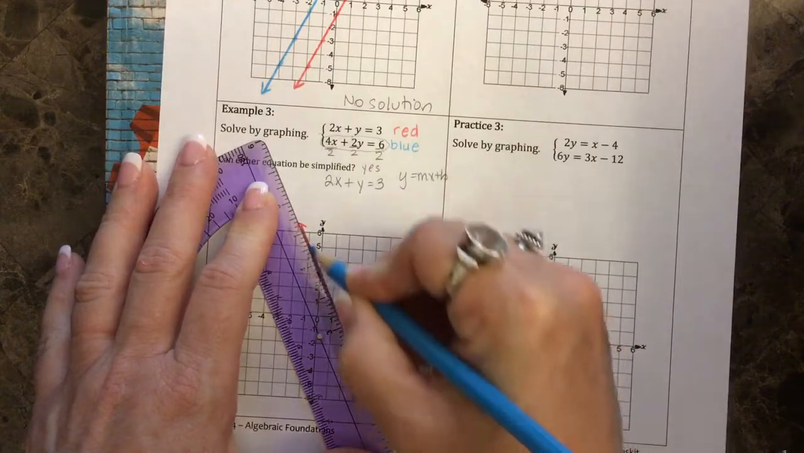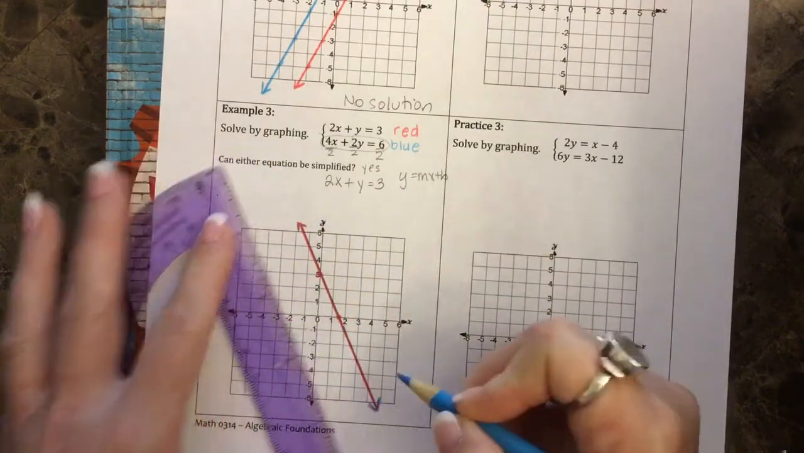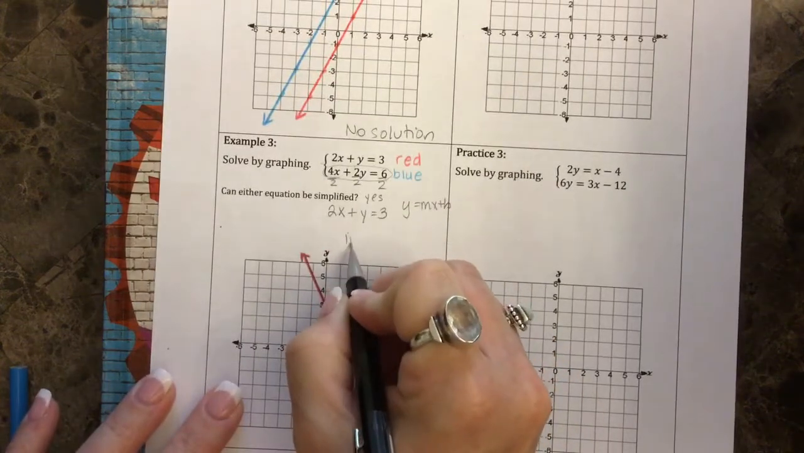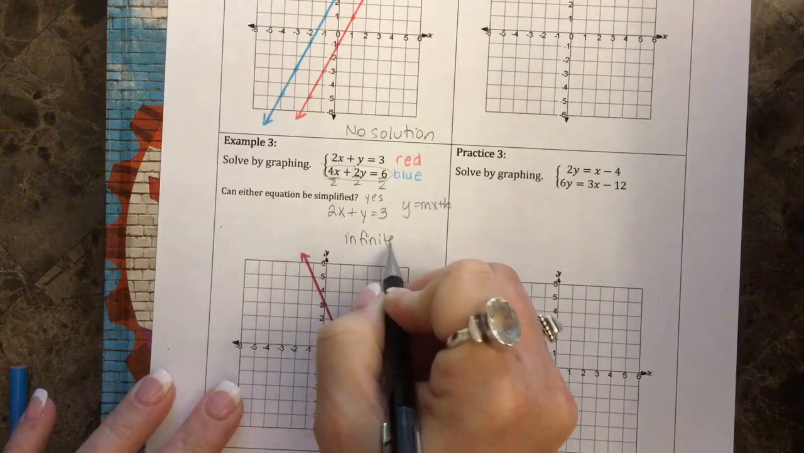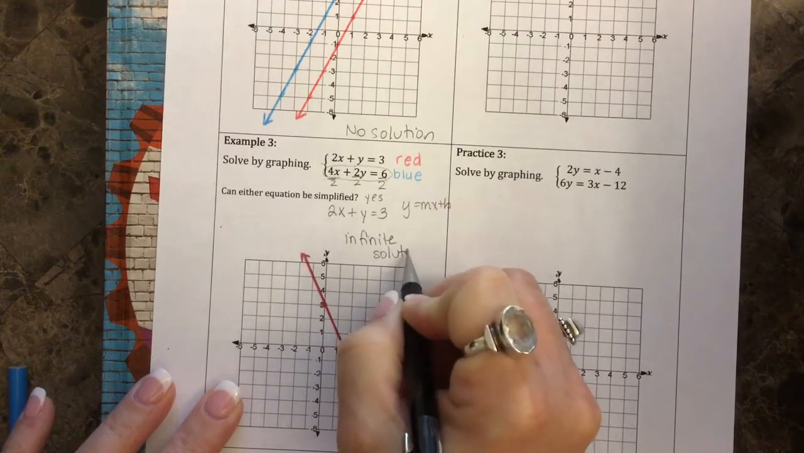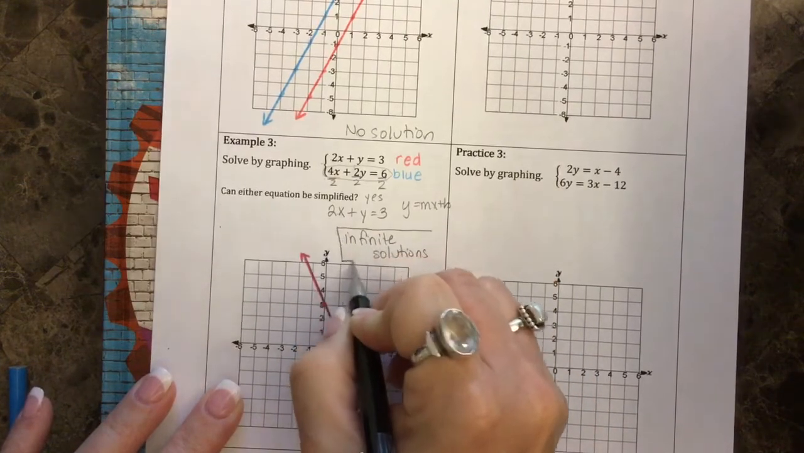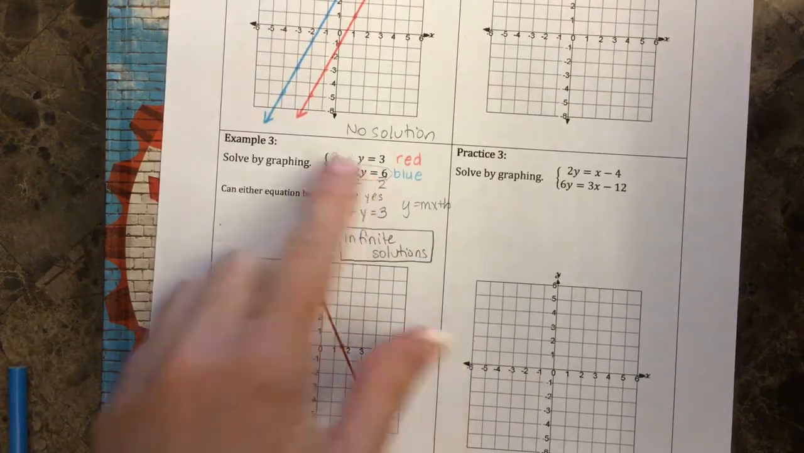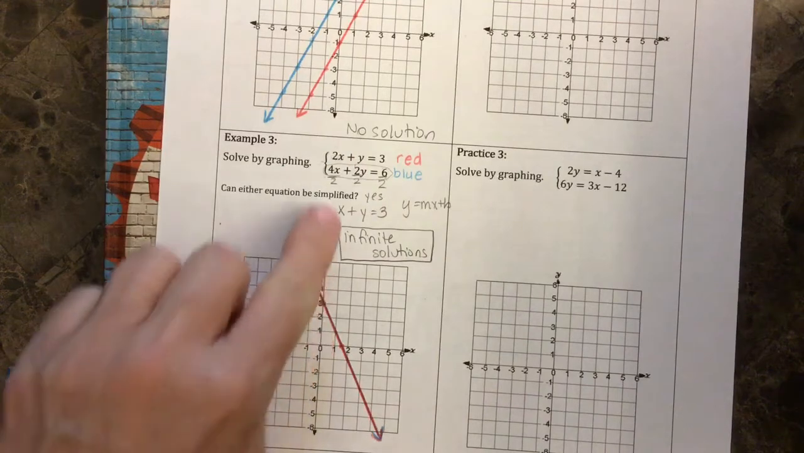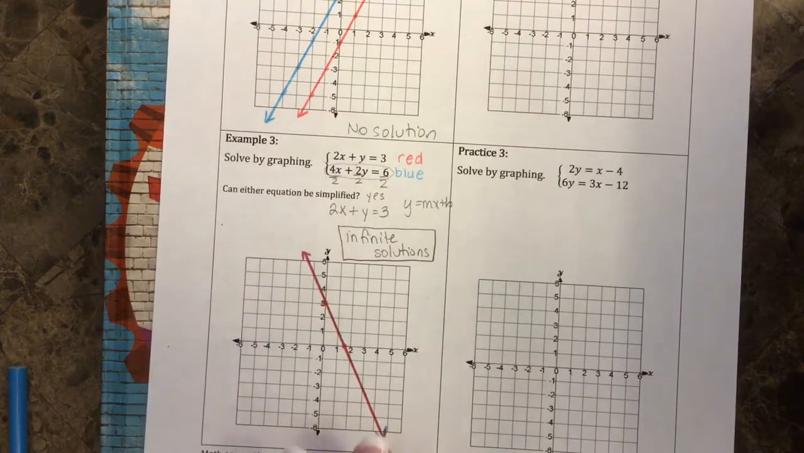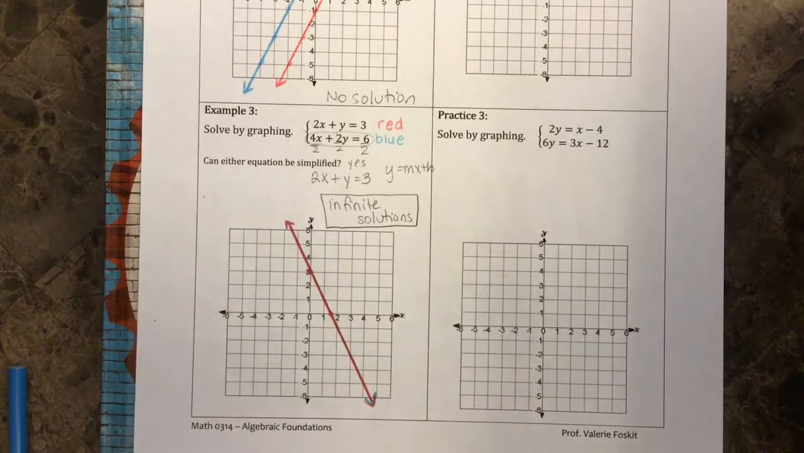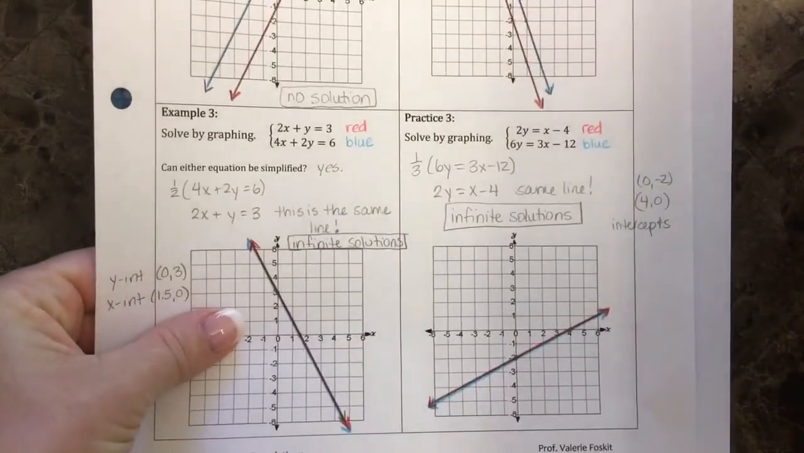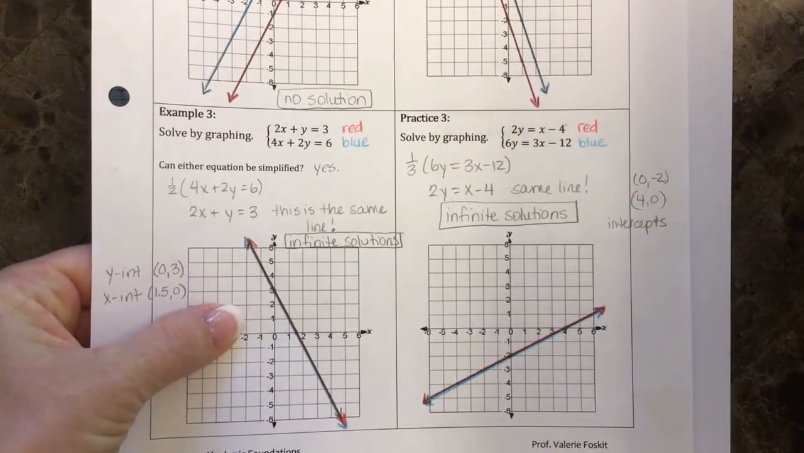So you would notice that the blue line and the red line overlap, and that overlapping means they have infinite solutions. What that means is that any point on the red line is also going to be a solution for the blue line. So any x and y that you have on the red line, if you plug in that same x and y on the blue line, it will make the blue line true. So if you work on this one, you'll notice that the answer is also infinite solutions.